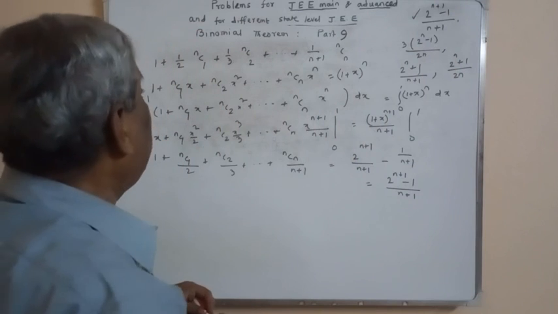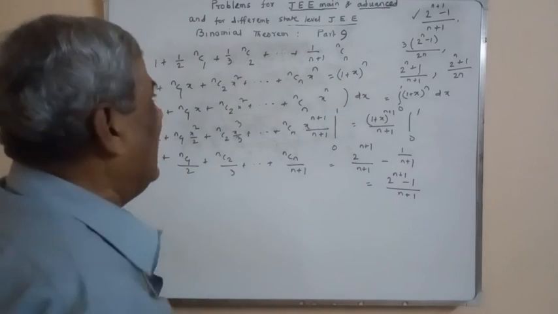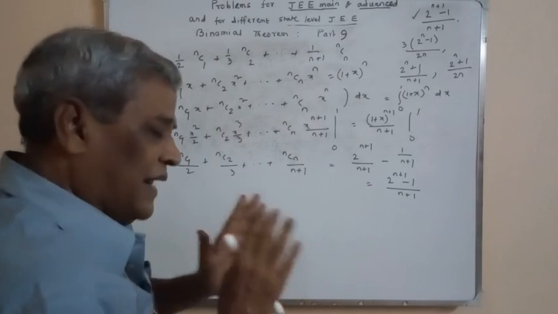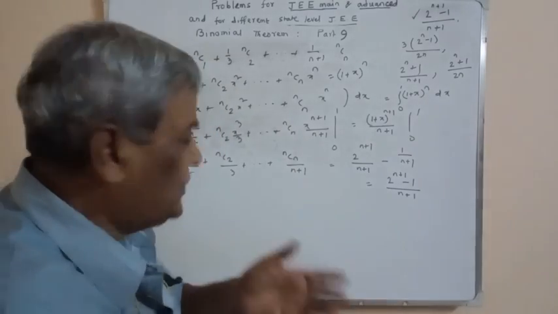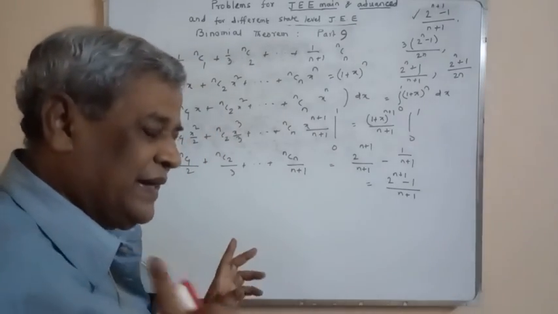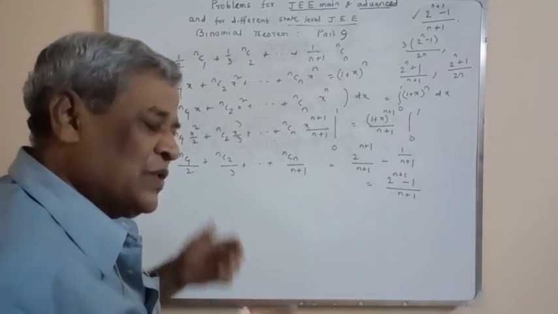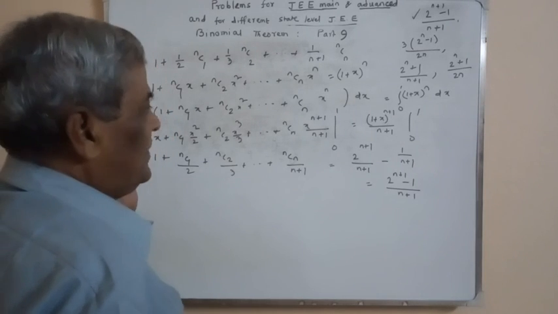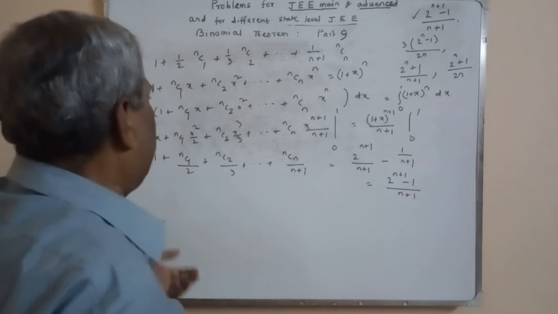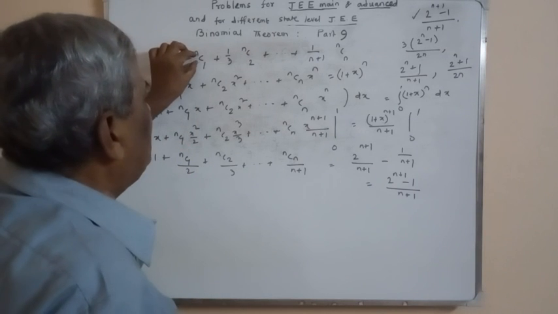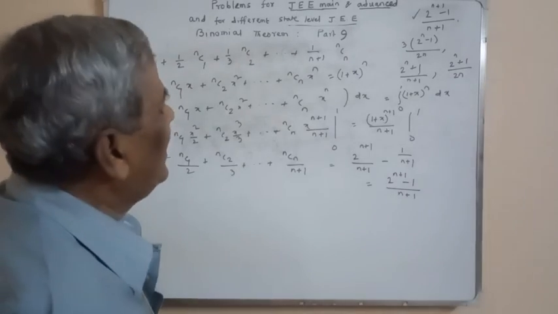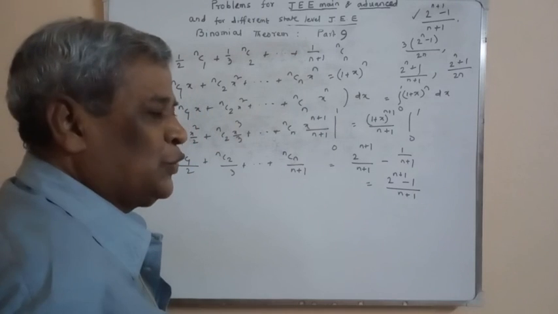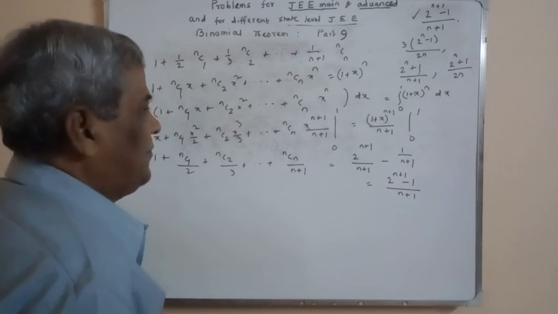One trick, keep in mind: if in a series like that, in the denominator there are running serials, meaning 1, then 2, then 3 in the denominator, always you have to integrate both sides and put suitable limits. And if there is a running serial in the numerator, say 1 into this plus 2 into something, then 3 into something, etc., you differentiate both sides and put suitable values of x. That will give you the answer.